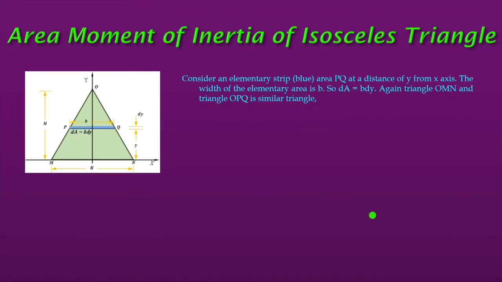Now we are going to derive the equation of area moment of inertia of an isosceles triangle. The height of the triangle is h. One axis is along the base, and the other axis is passing through the centroid to the middle. This is the y-axis.